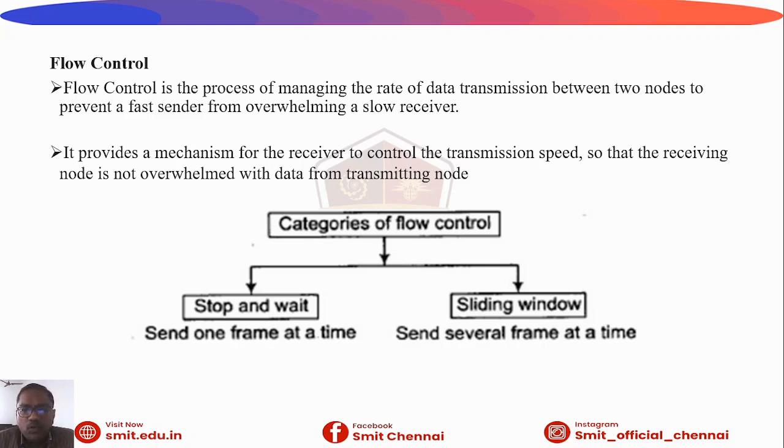Now there are two broad categories of flow control. First one is stop and wait, that is, send one frame at a time. Whenever one frame is being transmitted, the others have to wait. Only when that frame is received by the receiver can the second frame be sent. That is what is called stop and wait. Secondly, sliding window, that is, sending several frames at the same time.